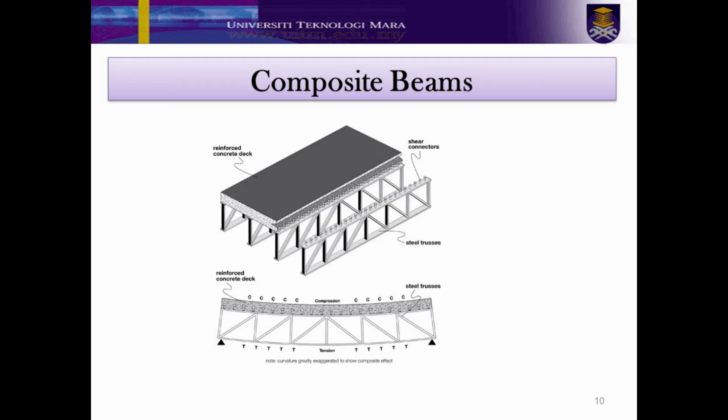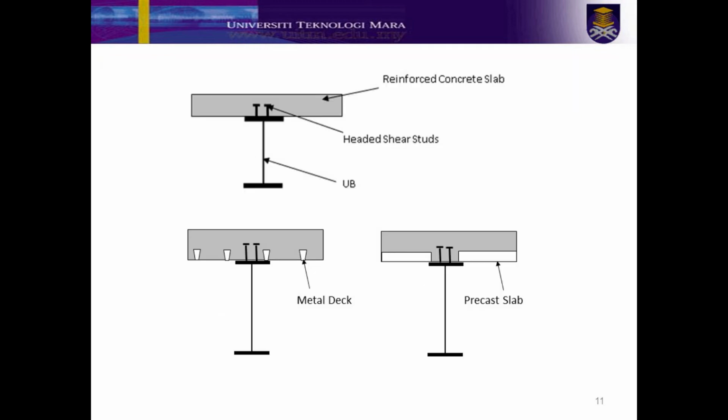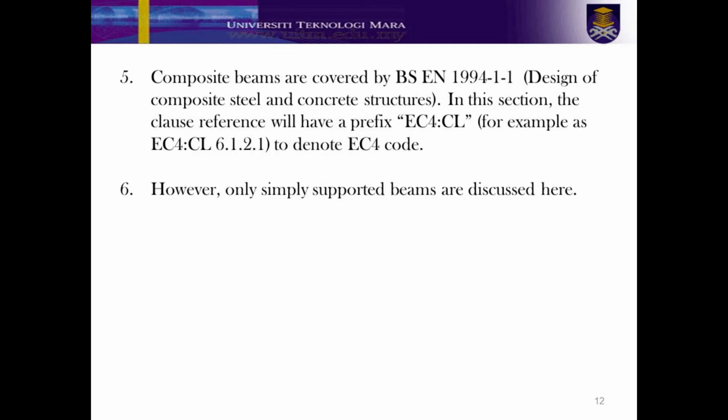This figure shows the behavior of a composite truss girder, in which the top of the truss will experience compression, while the bottom part will experience tension. This figure shows the cross-section of the composite beam. Design of composite beams is covered by BS EN 1994 Part 1.1, Design of composite steel and concrete structures. However, only simply supported beams are discussed here.